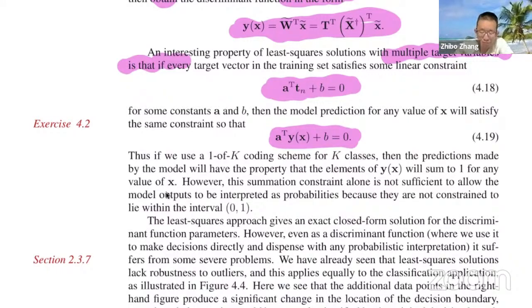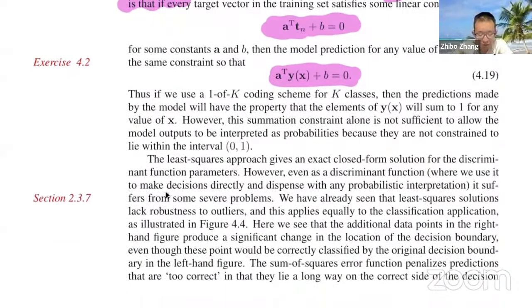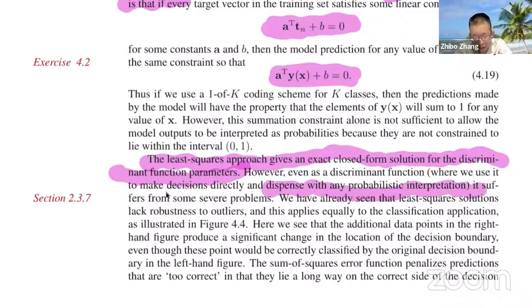However, this summation constraint alone is not sufficient to allow the model outputs to be interpreted as probabilities because they're not constrained to lie within the interval 0, 1. The least squares approach gave an exact closed form solution for the discriminant function parameters. However, even as a discriminant function, where we use it to make decisions directly and dispense with any probabilistic interpretation, it suffers from some severe problems.